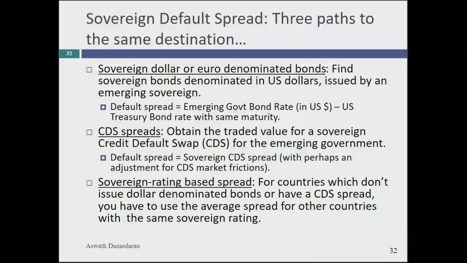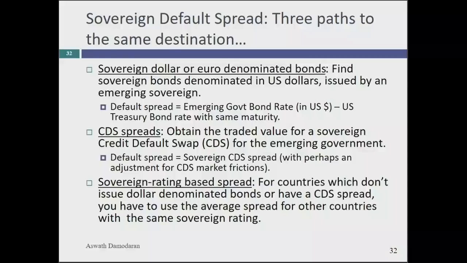So you could look at a government bond. If you have a dollar-denominated bond, you could look at a CDS market. But if neither is available, then you're kind of stuck. Then you look to see whether you can find a sovereign rating. I told you 143 countries. There are 70 countries for which I can get sovereign CDS spreads. There are about 25 countries where I can find a dollar or euro bond. So I went from 25 to 70.